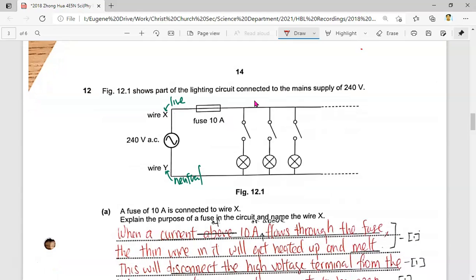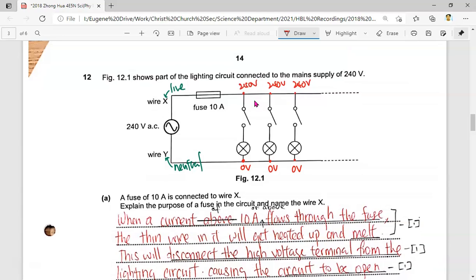Live wire here. So along this whole line, this is 240 volts, 240 volts, 240 volts. This wire here, because it is the neutral wire, is 0 volts, 0 volts, 0 volts. What does it mean? It means that the potential difference across all the lamps is 240 volts, 240, 240. So this is what I can get from the circuit diagram here.